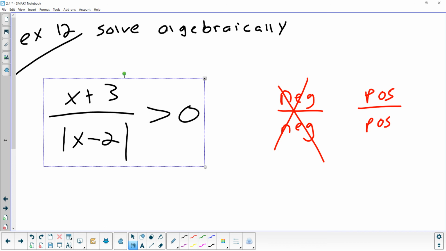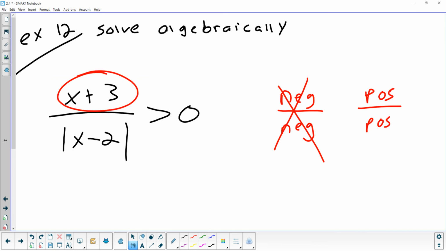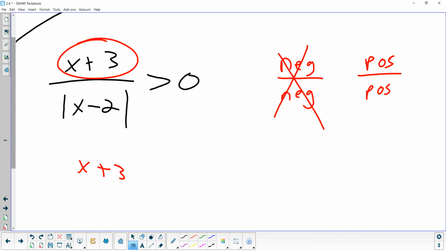So all you have to worry about is the top being greater than 0. And that's it. Just worry about the top being greater than 0. So as long as you pick a number bigger than -3, I don't care about the bottom. The bottom will take care of itself. But the top would always come out positive.